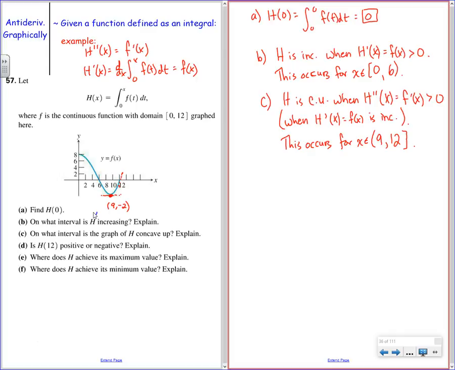Any of the zeros we have to keep open, so the slope was 0 at 9. So we can't include that with the increasing or include that with the positive, but is the slope positive at 12? The answer is yes, so we do include that.